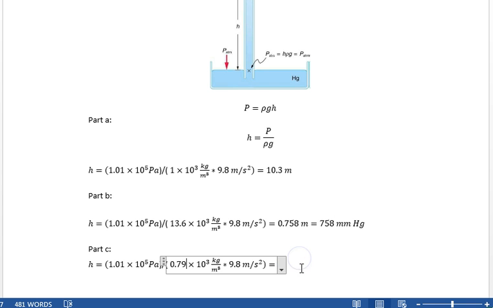13 meters, right? 13 meters. So the ethyl alcohol will go up 13 meters, the water 10.3 meters, and the mercury just 0.758 meters. And that's it for problem 2.